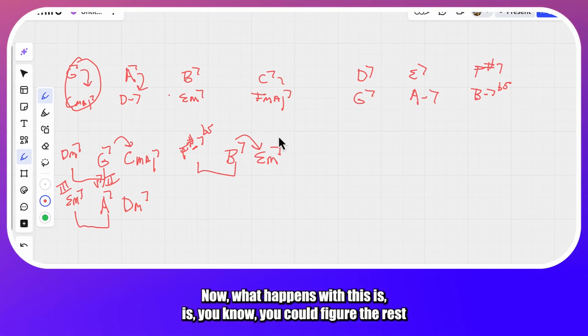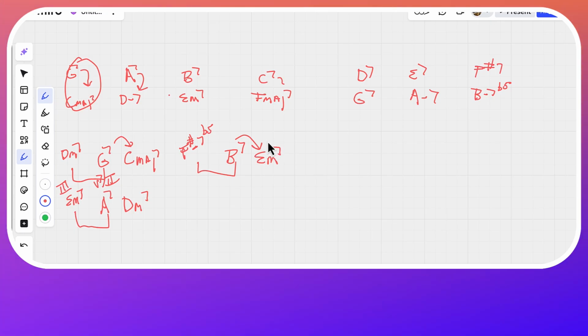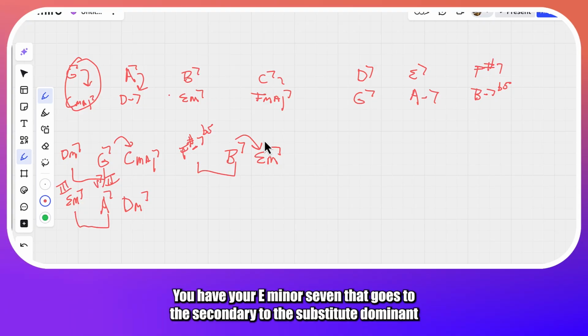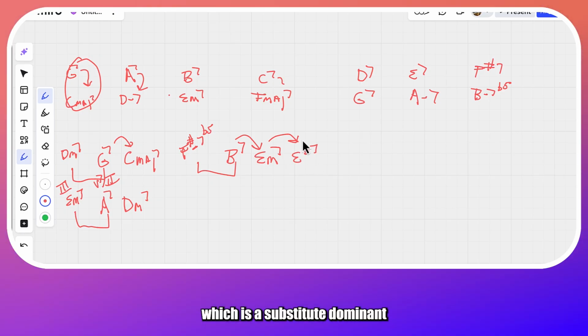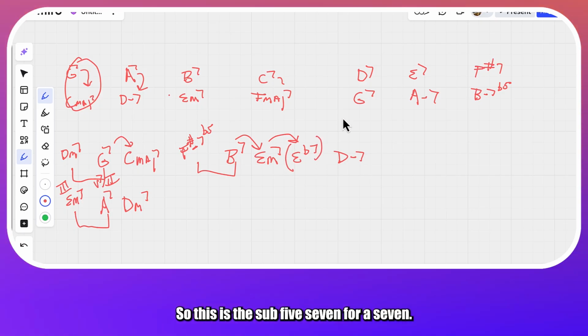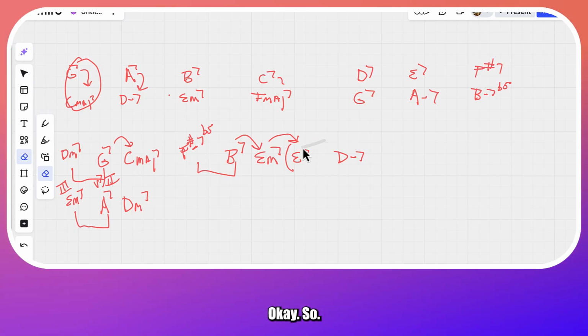Now, what happens with this is you can figure the rest of them out, I'm sure. But E minor 7, then this E minor 7, okay, goes. You have your E minor 7, then that goes to the secondary, to the substitute dominant of E flat 7, which is the substitute dominant for this here. Remember, it's a half step in front of this. So this is the sub 5-7 for A7. Maybe I should put that first. Let's do that first.